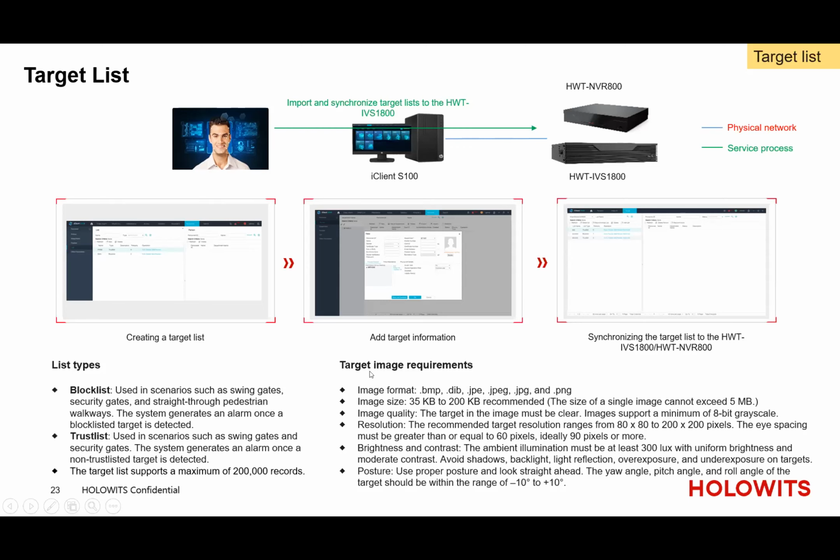And this is the target image requirements: format, size, quality, resolution, and the brightness and contrast. You can get this information when you add the picture, when you add the information.